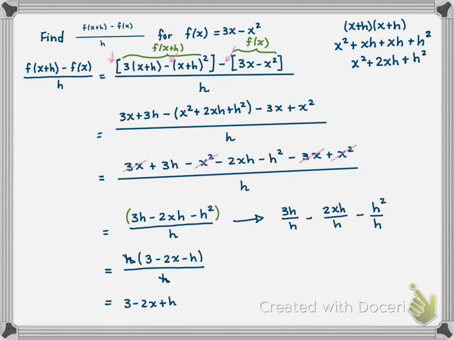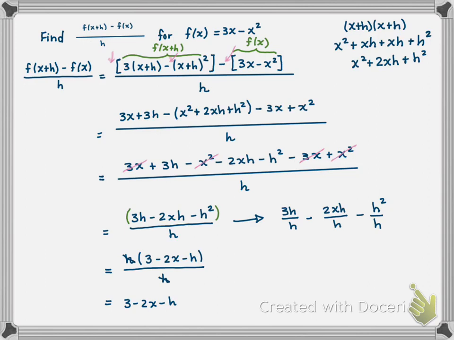Yes? On the first one, you crossed off the h's after you distributed the h. After I factored out the h? Yeah, factored. Why did it make it plus h at the bottom? Oh, I'm sorry, it didn't. Okay, thank you. There we go.